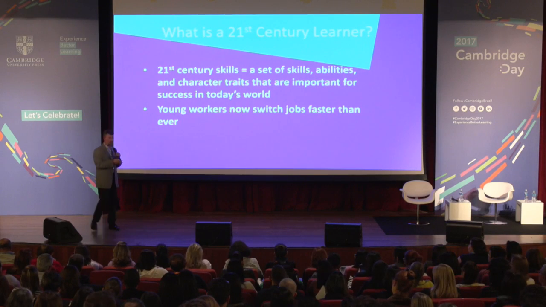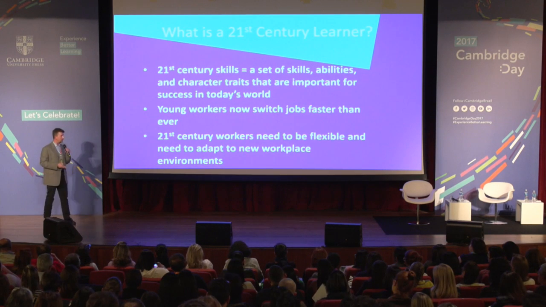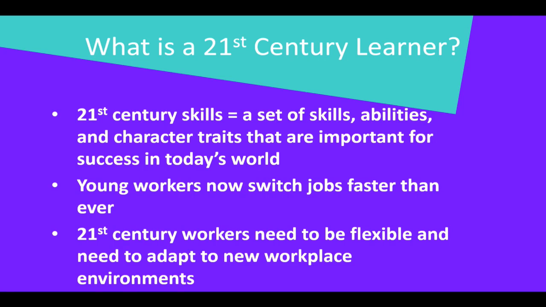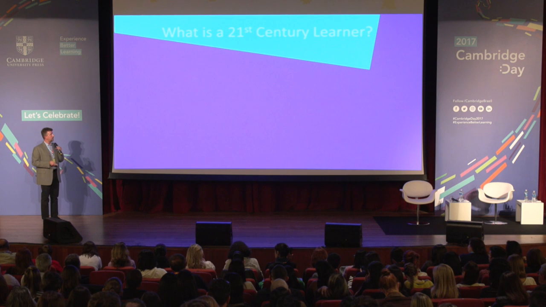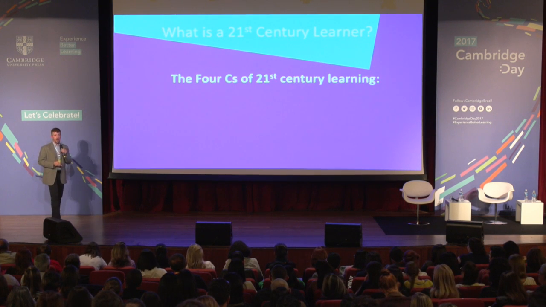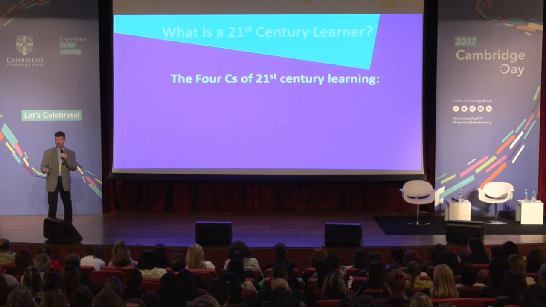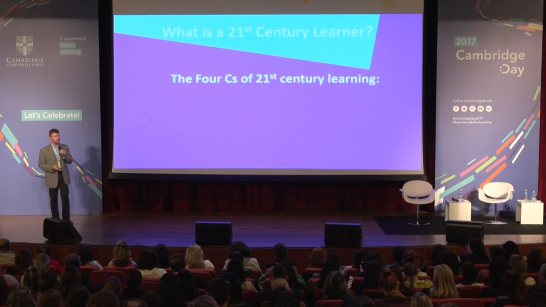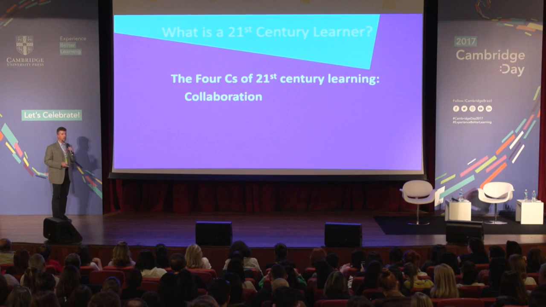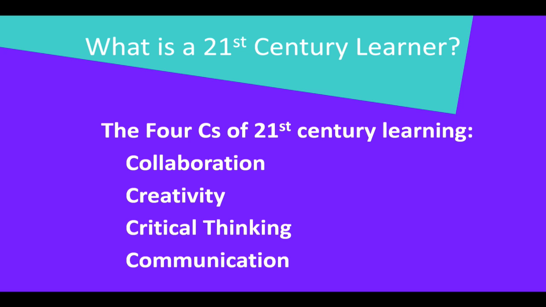Okay, so if these workers are changing jobs every 4 years, they need to be flexible in order to adapt to the new workplace environments that they're going into. So they're going to be changing jobs, and they need the skills to adapt to their new environments. Okay? These skills can be summarized by 4 C's. Okay, this makes it easy, right? Easy to remember. The 4 C's, in no particular order, are collaboration, creativity, critical thinking, and communication. And I saved communication for last, the best for last, and I'll explain why.